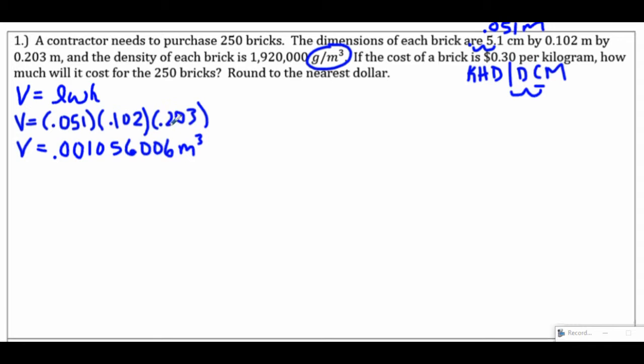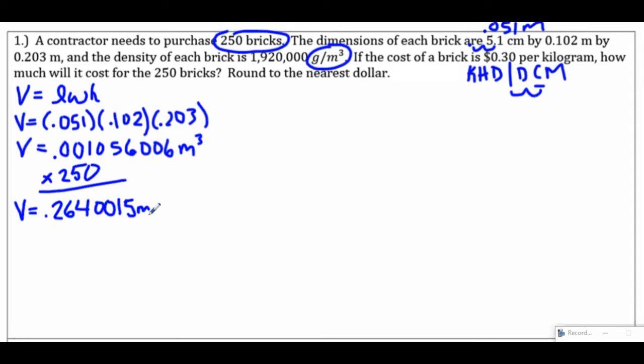Next thing I like to do before I use the density and talk about the money is that he's purchasing 250 bricks. And sometimes if I wait till the end of the problem to deal with that, I honestly forget about it. So I like to do it right now. That's the volume of one brick. So take that number and multiply it by 250. It comes from the first sentence here. Okay, so if you multiply it by 250, this will be the volume of 250 bricks. And again, you don't want to round, so we get 0.2640015. This is cubic meters.